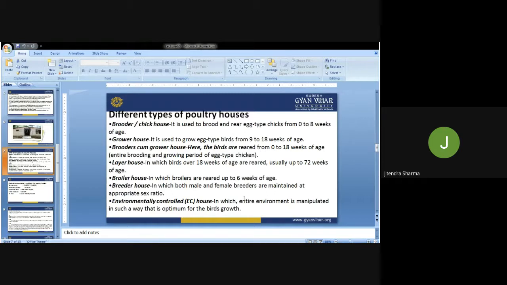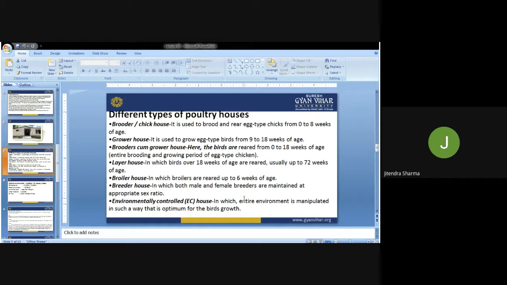Now the breeder house. Generally we find these kinds of houses in the hatcheries where they maintain their parental stock. They build the breeder house in which both male and female breeders are maintained at an appropriate sex ratio, which we know is around 10%. It means that with 90% females we keep up to 10% cocks. That ratio is very much required in the breeder house. You will see this in poultry farms that have parental stock and supply fertilized eggs to the hatcheries; in that case they have this kind of breeder house.